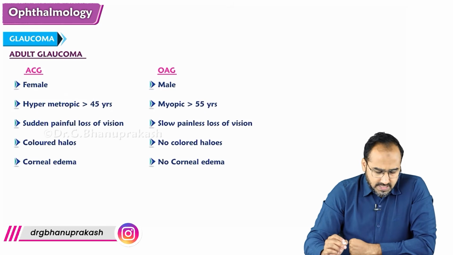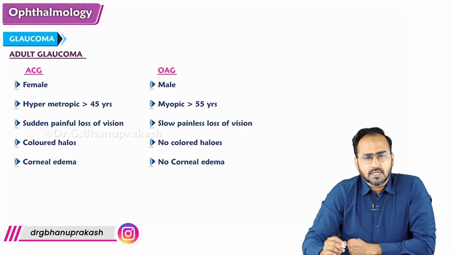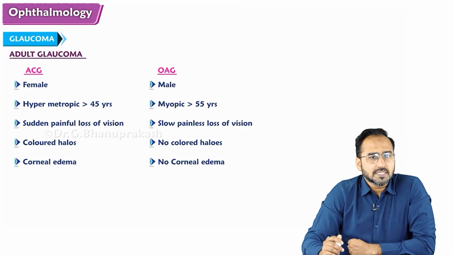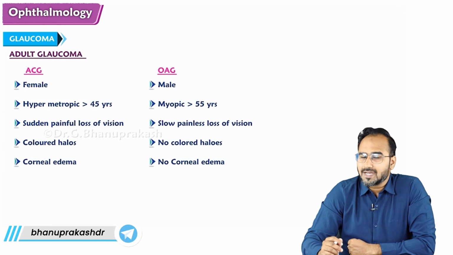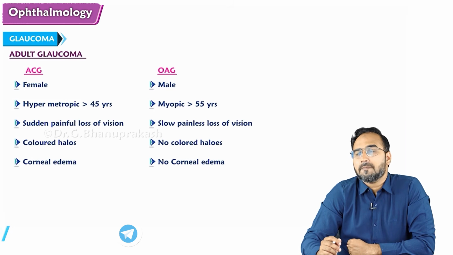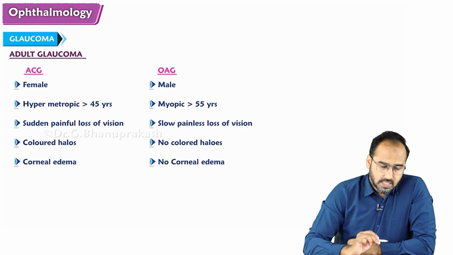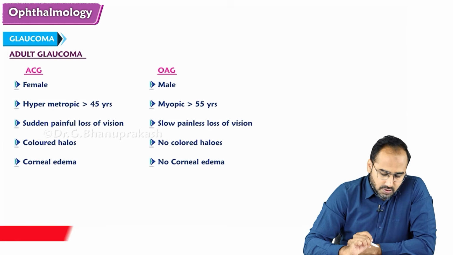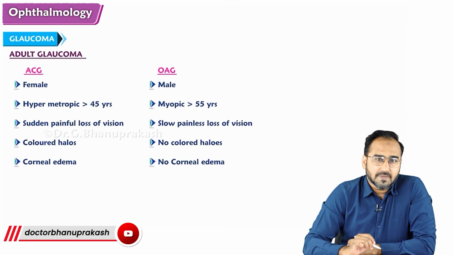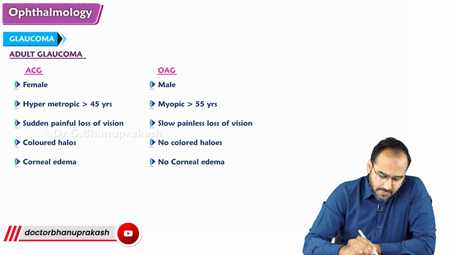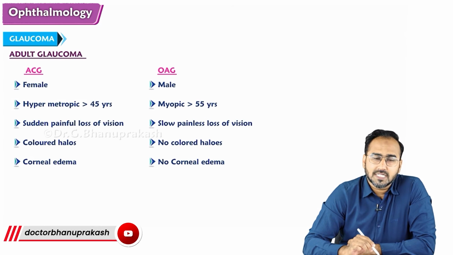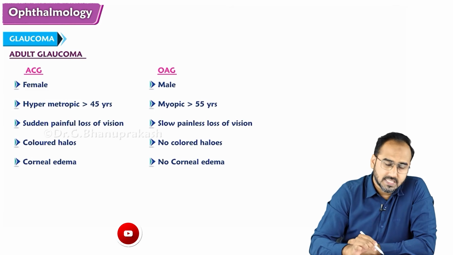Okay. So guys, when you compare open angle glaucoma with angle closure glaucoma, as I already told you, which is more dangerous? Open angle is more dangerous than angle closure. Why? Because open angle glaucoma doesn't produce any symptoms, whereas in angle closure glaucoma, the patient has pain. So remember, who is at risk of developing open angle glaucoma? Males, myopes. And what is the symptom of the patient?